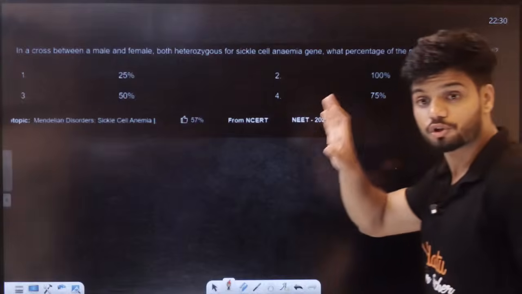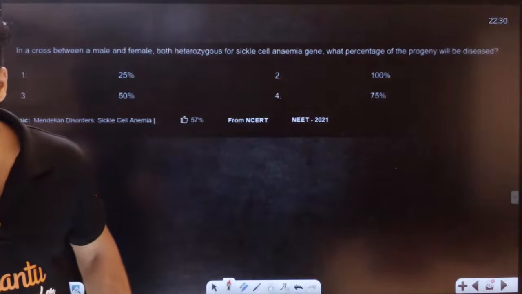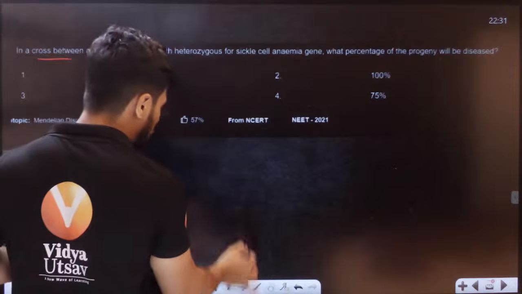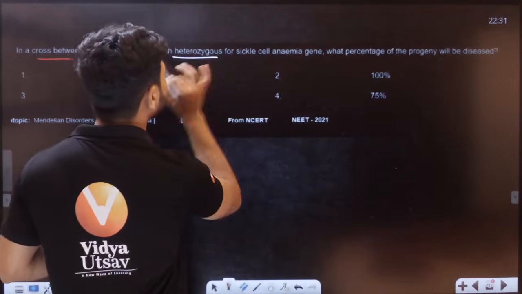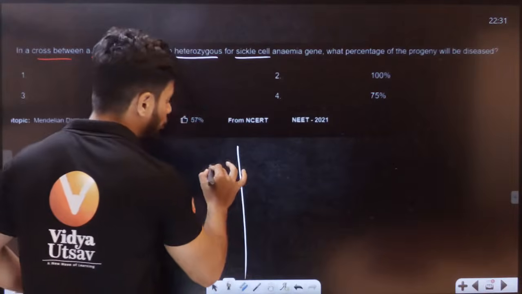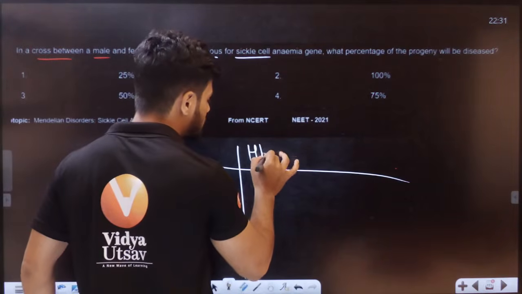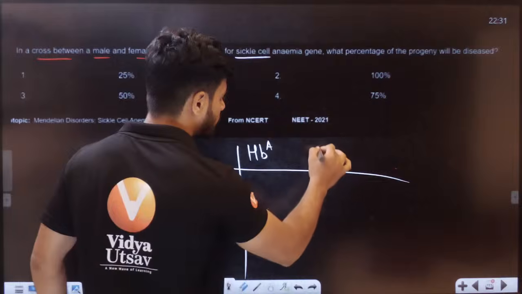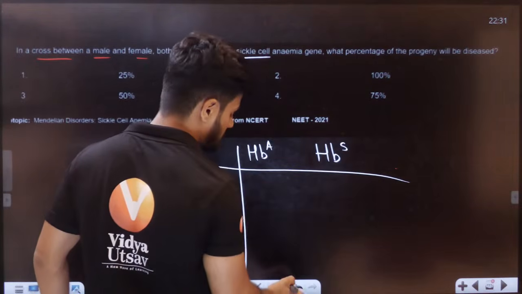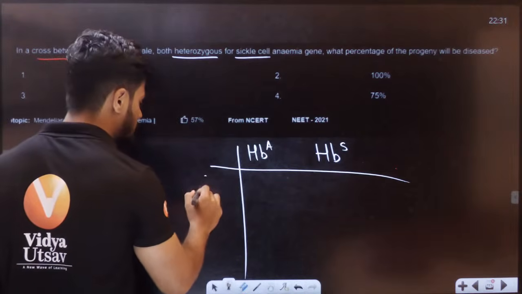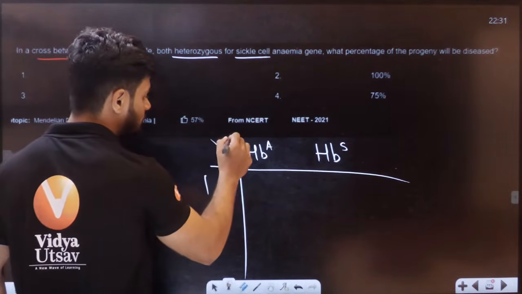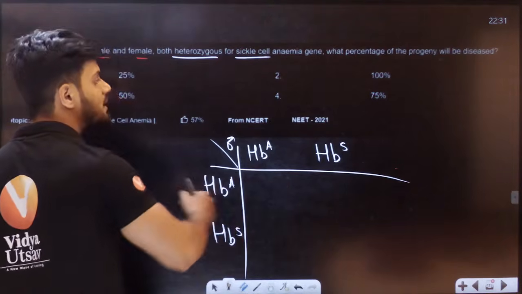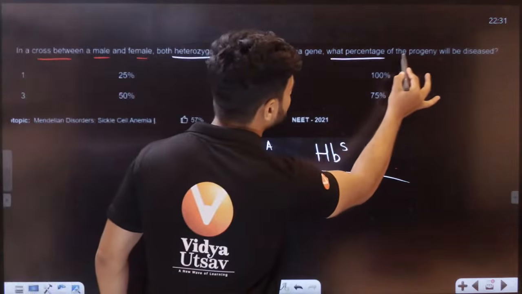Now in examination, you can also get numericals. See this numerical here. It says a cross between a male and a female, both are heterozygous for sickle cell anemia. So HbA, HbS is the male, and HbA, HbS is the female. Both are in heterozygous condition. The question is asking what percentage of progeny will be diseased.